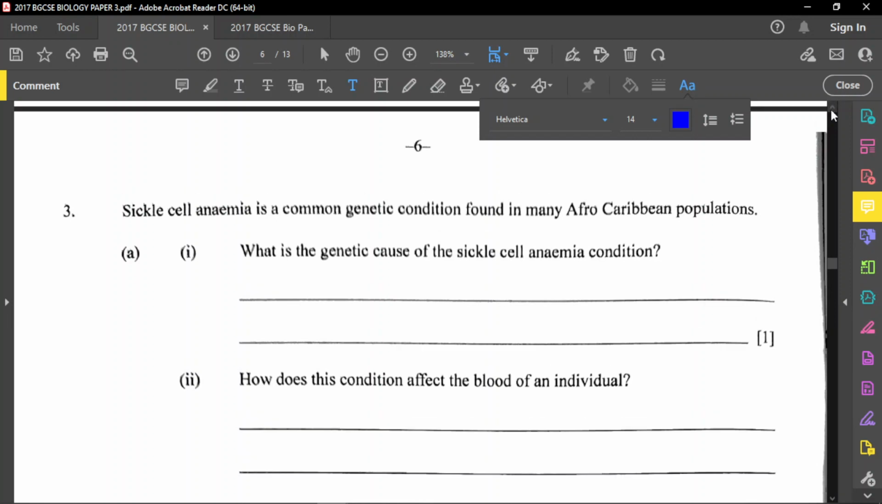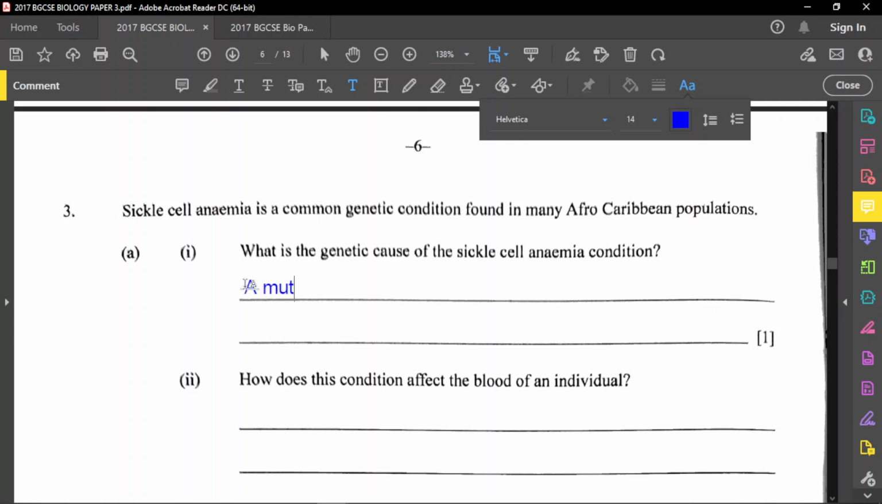All right, question number 3. Sickle cell anemia is a common genetic condition found in many Afro-Caribbean populations. What is the genetic cause of the sickle cell anemia condition? So the genetic cause of this is simply a mutation of the hemoglobin gene. All right, it's a mutation.